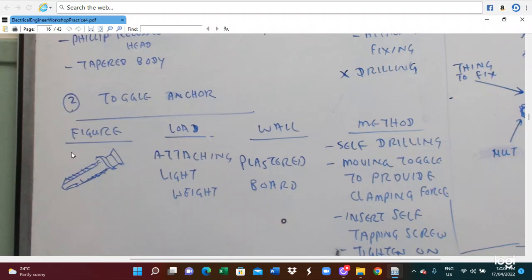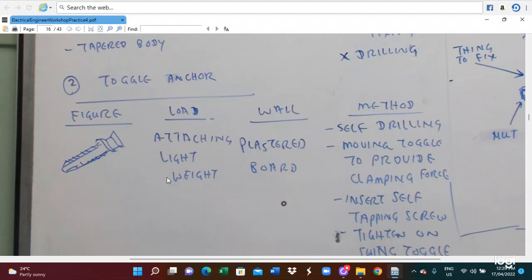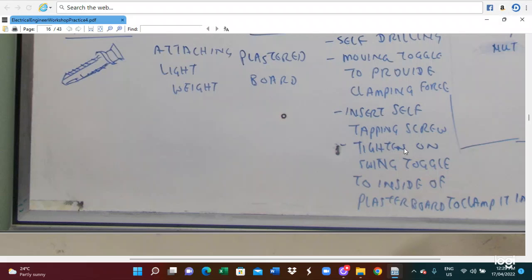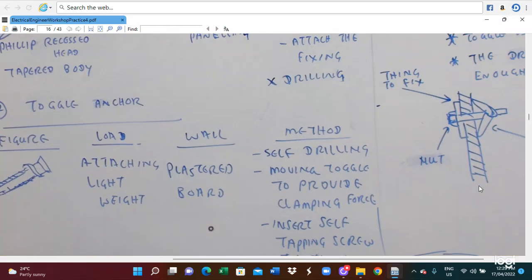Dog anchor, this is the side view of the dog anchor. It is for attaching lightweight loads. We can use it for plasterboard. They use a swing dog to provide the clamping force inside the plasterboard, with a self-tapping screw tightened onto the swing dog inside the plasterboard to clamp.